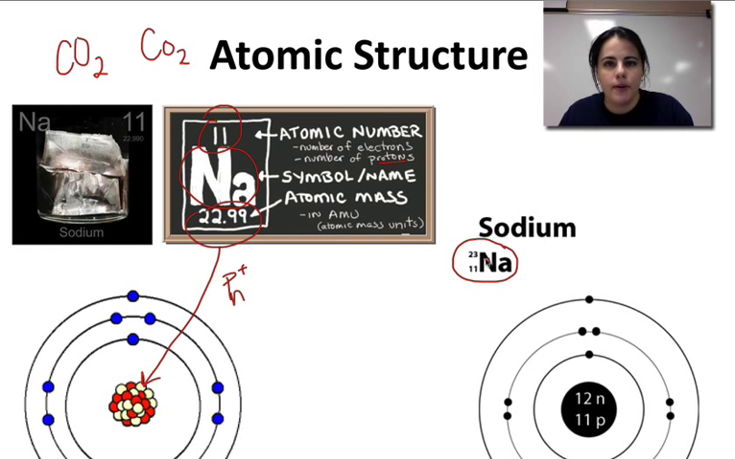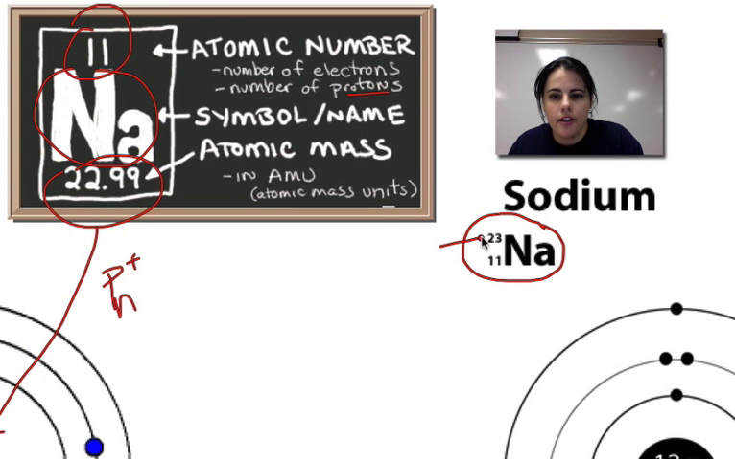The next thing I want to show you is this. This is the isotopic symbol. It tells us any isotopes, or really what the mass of the atom is. The mass number goes on top, whereas the atomic number goes on the bottom instead, as superscripts and subscripts in front of the symbol.